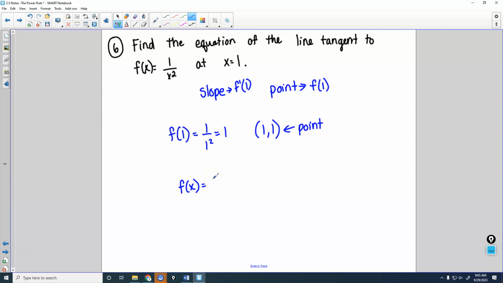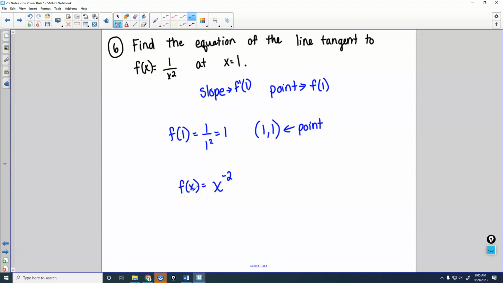Not 1/2. X to the negative 2. Roots are where we're going to end up with like 1/2. If it's just in the denominator, it's just going to be moved up to the top with a negative exponent.